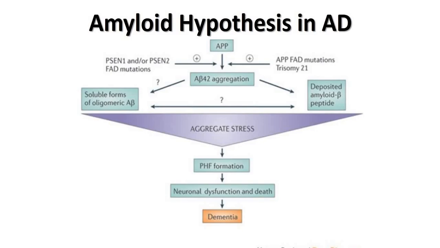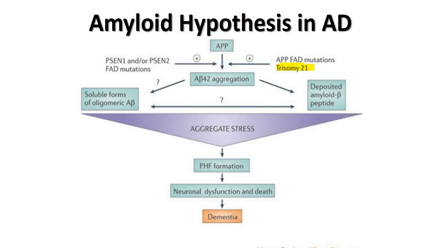Now, this is very important, many research papers are there. What is this amyloid hypothesis in Alzheimer's disease? You have genes such as PSEN1 and PSEN2 or FAD mutation. This is from Nature Drug Discovery I have taken. The effects of these mutations, as well as APP FAD mutations or trisomy of chromosome 21, MCQ, which chromosome is involved, trisomy of chromosome 21. Any of these aspects will lead to the APP.